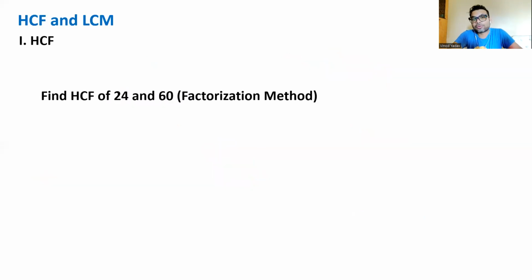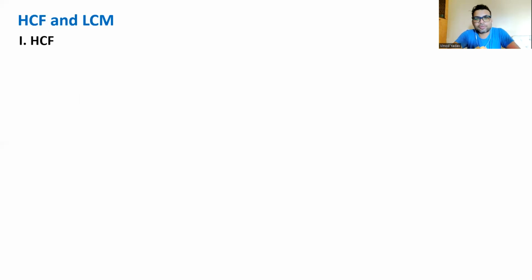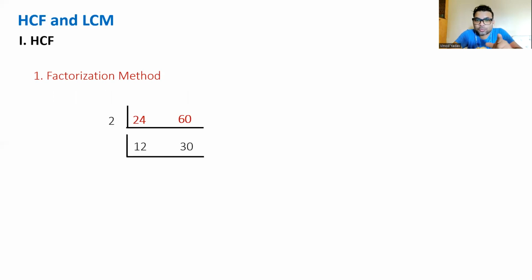Now, how do we find HCF? First is the factorization method. This one, remember? So I chose 2, which could divide both of them. So I got 12 and 30. Again, I can choose 2, 6 and 15. Now I can't choose 2 because 2 won't divide 15, but I can choose 3. So 3 will divide 6 and 15 both.